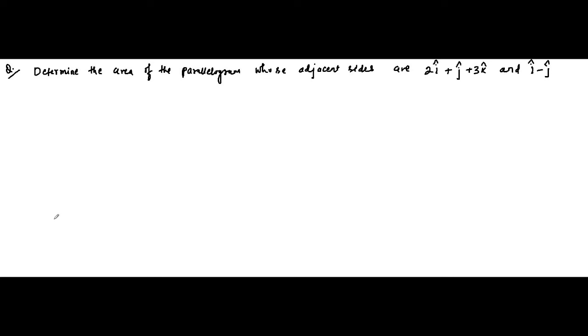So here we are with another question. We have to find the area of a parallelogram whose adjacent sides are represented by the vectors 2i cap plus j cap plus 3k cap and i cap minus j cap. Again, this is an important application of the cross product or vector product.